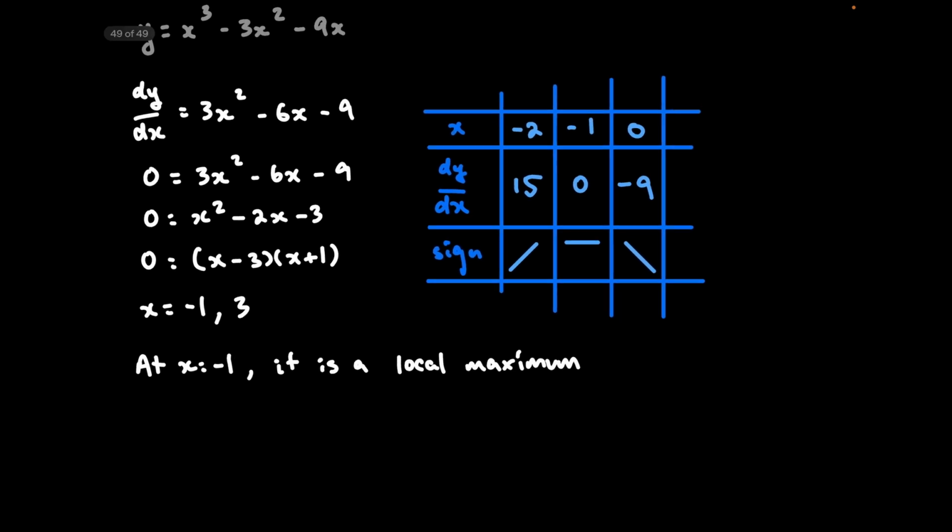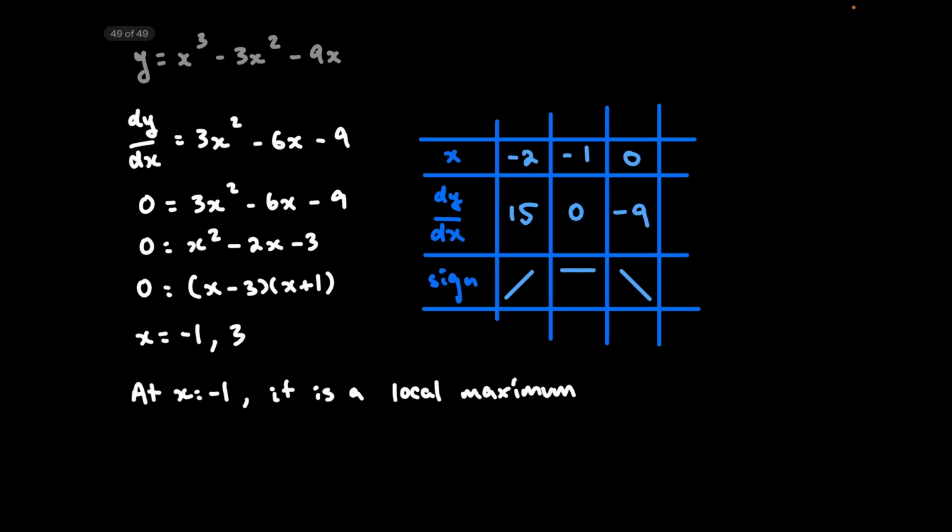And that's how you do it for x equals negative 1. Now we just have to do it for x equals 3. So I'm going to rub out all the values on my sign table.